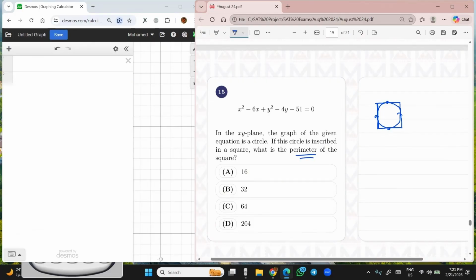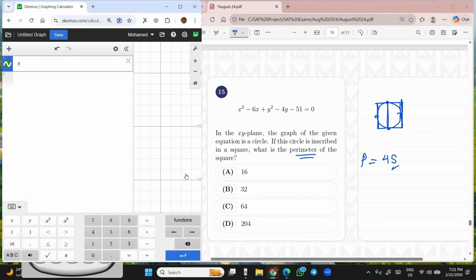We need to get the perimeter of the square. The perimeter of the square is 4s, where s is the side length of the square. But as long as the square is circumscribed around the circle, the side of the square is the same as the diameter of the circle. So we can get the diameter and consider it as s. How can we do that? We can just graph this equation of the circle on Desmos.